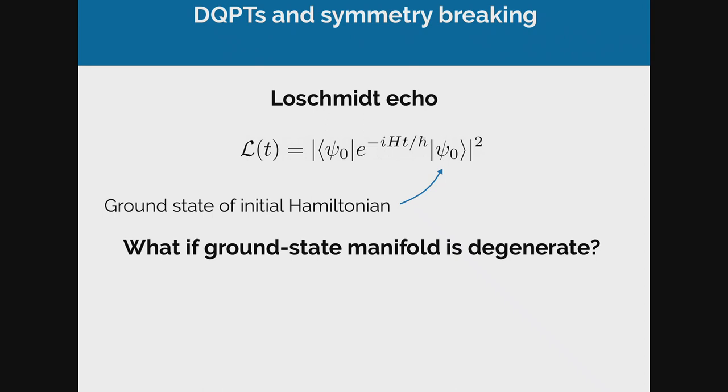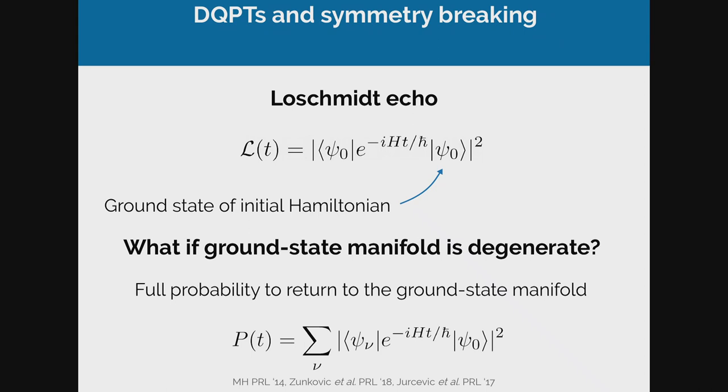And as I would like to convince you in the following, this generalization turns out to be very useful. It is the full probability to return back to the ground state manifold. So the idea is the following. Suppose you take, as the simplest case, a simple magnet which has a doubly degenerate ground state manifold, with either all spins pointing up or all spins pointing down. You choose one of these two symmetry broken states as your initial condition, psi naught. You time evolve your state, and then you don't study just a single return probability to one of these symmetry broken ground states, but rather the full return probability, which involves the sum over all individual probabilities to return to one of these states. Okay?